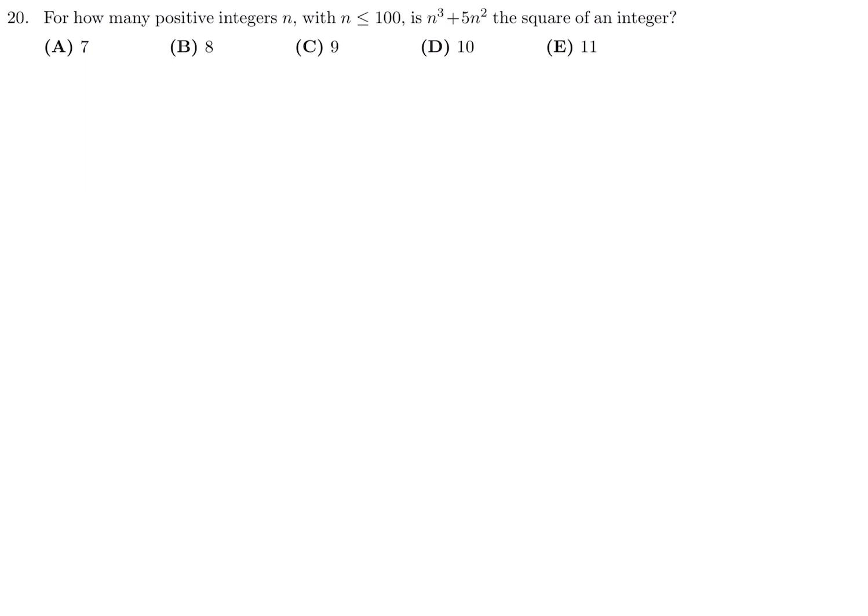For how many positive integers n with n less than or equal to 100 is n to the power of 3 plus 5n squared the square of an integer? N to the power of 3 plus 5n to the power of 2 is the square of an integer. So m squared, some integer squared. Factor out n squared and you get n plus 5. And that is equal to m squared.